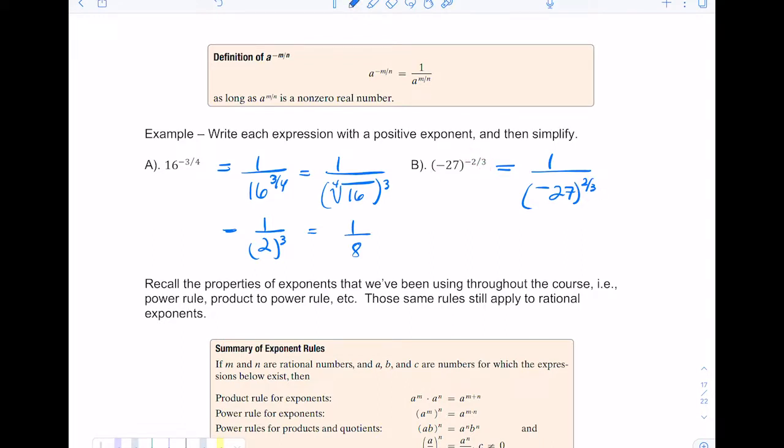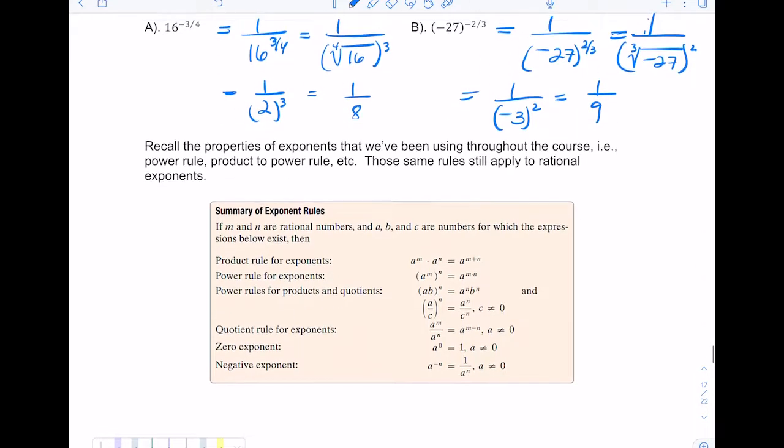And then again, we're going to rewrite this, so it would be 1 over the -27 goes inside, the 3 would go here, and then the 2 goes outside. So if I work inner to outer, the cubed root of -27 is -3, because -3 to the third is -27. And then don't forget you're squaring that, so you would get 1/9.